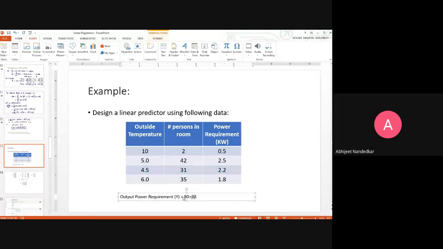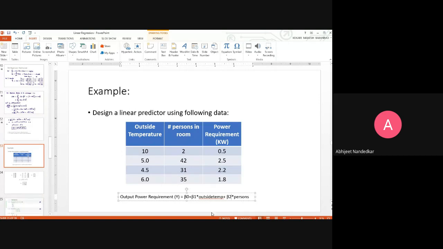plus beta 1 into outside temperature plus beta 1. So I'm writing beta instead of theta. So you have to keep that thing in mind. Number of person. Okay, so this is my estimation or my assumption of the model. Now thing is that I don't know what are the values of beta 0, beta 1, and here I should write beta 2 for this model.